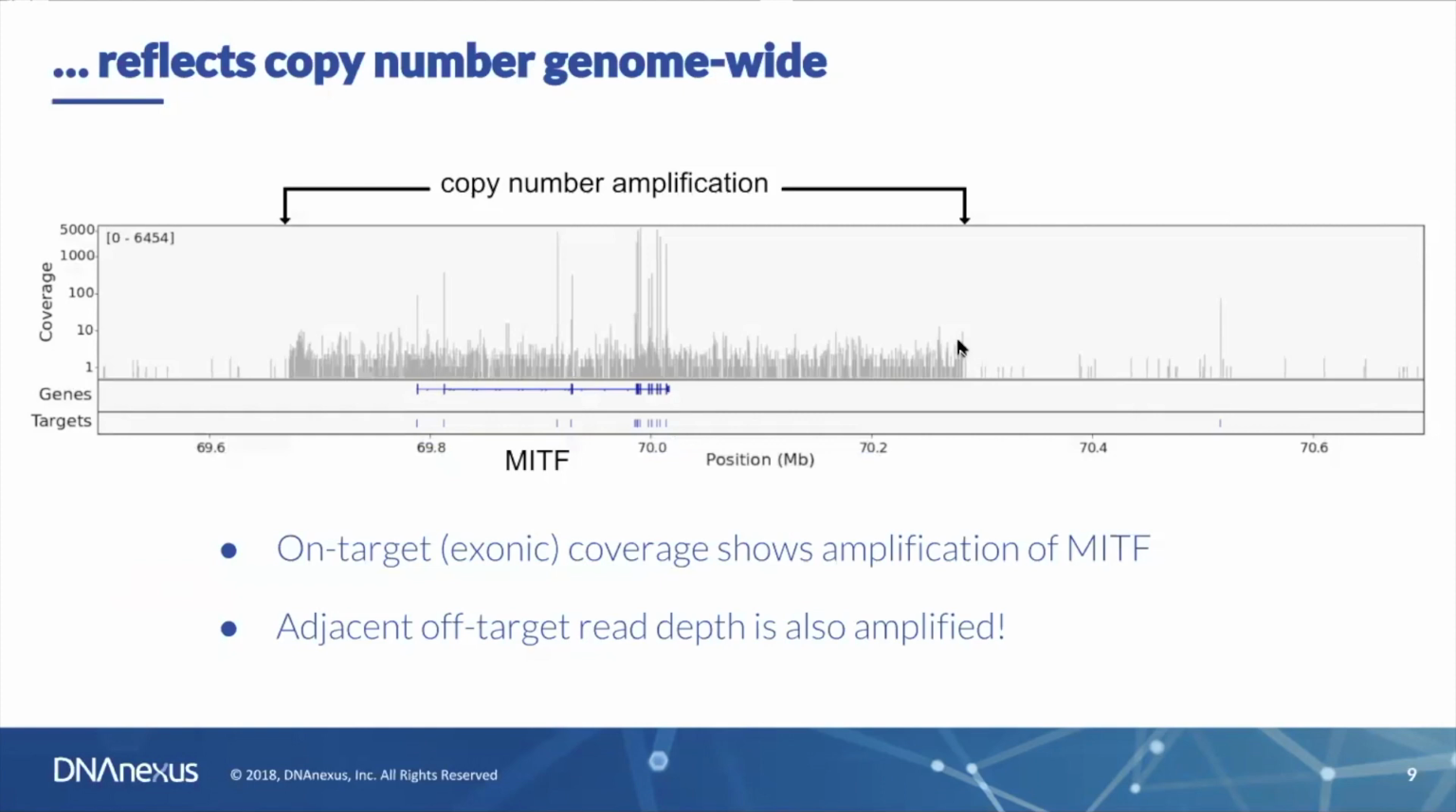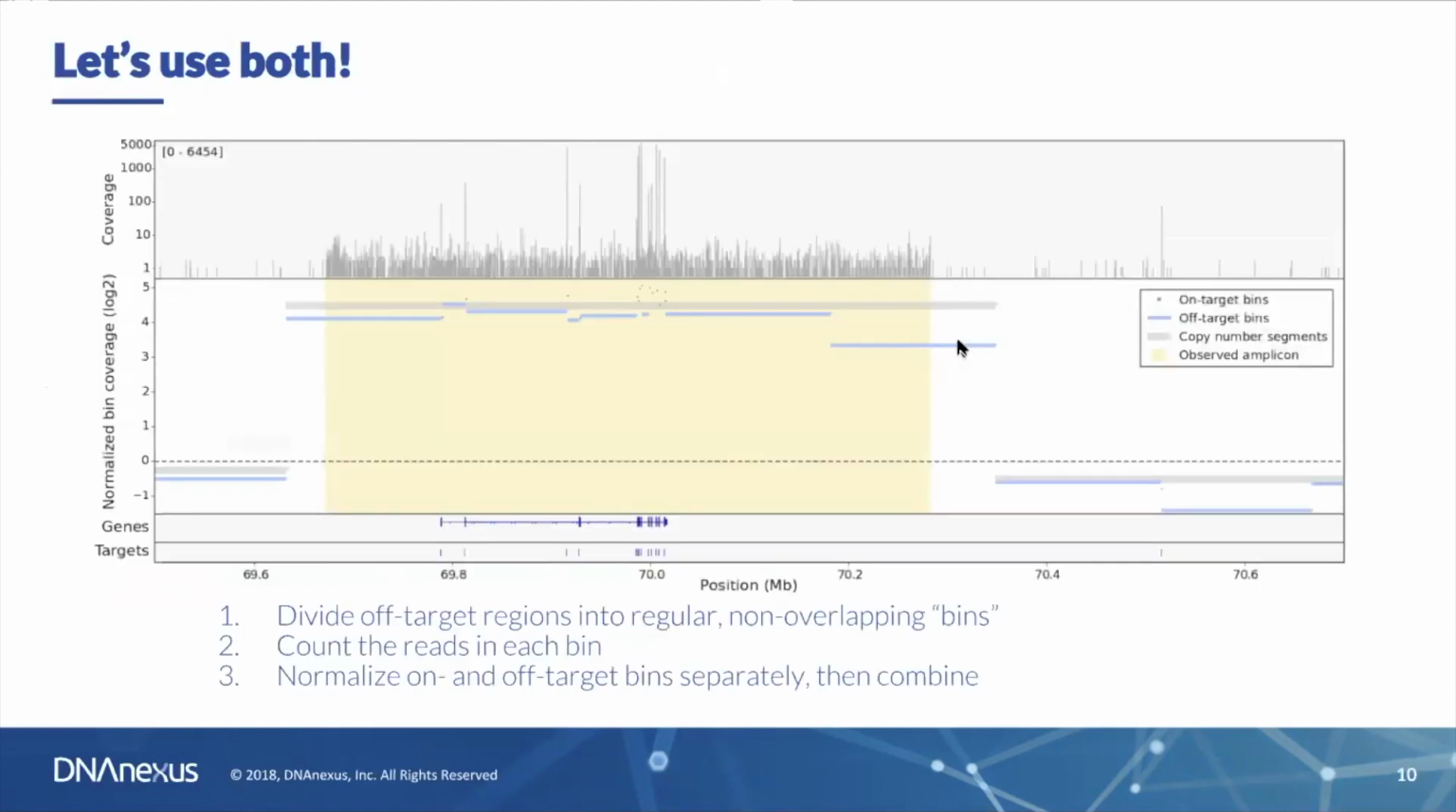So here's the basic method. We look at the middle box here. You've already seen the coverage track and the gene model track. Here we've tried to replicate array CGH.